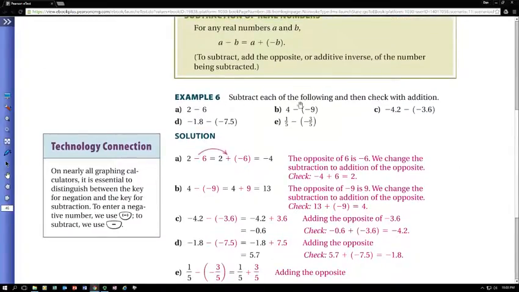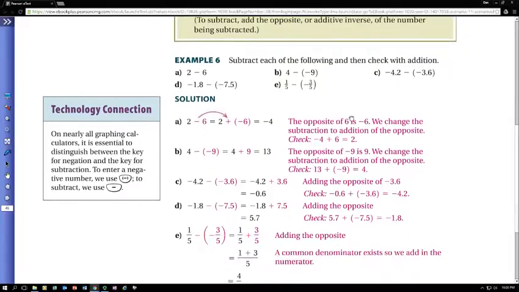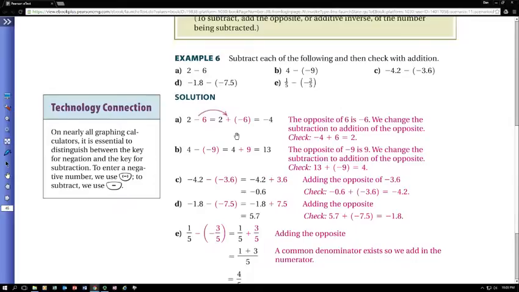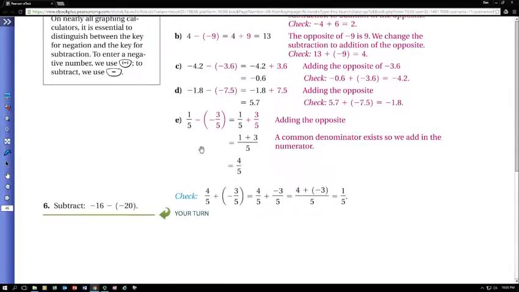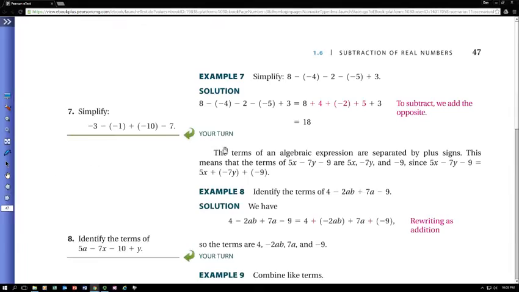So in this case, they want to subtract each one and make sure you check by looking at the addition. They go through these examples with fractions. Remember, you've got to get common denominators. Well, this one already does. And remember those rules about adding fractions, or subtracting in this case. Right? A lot of examples here.